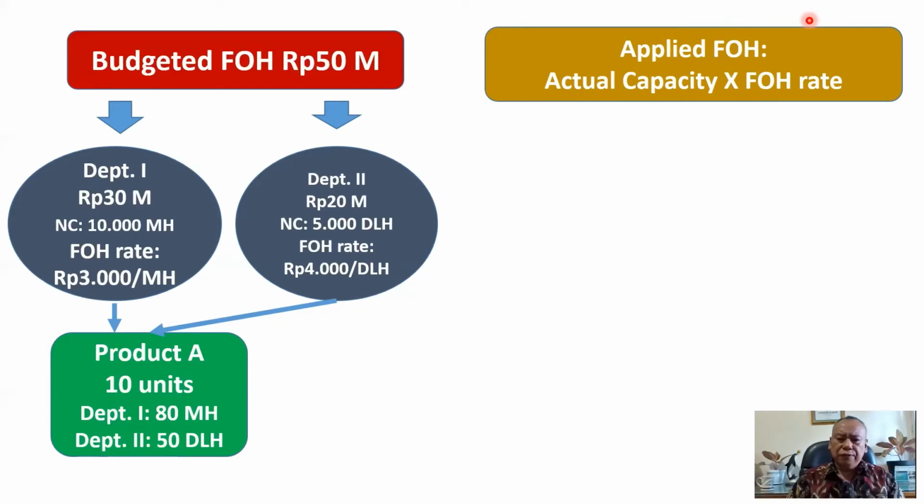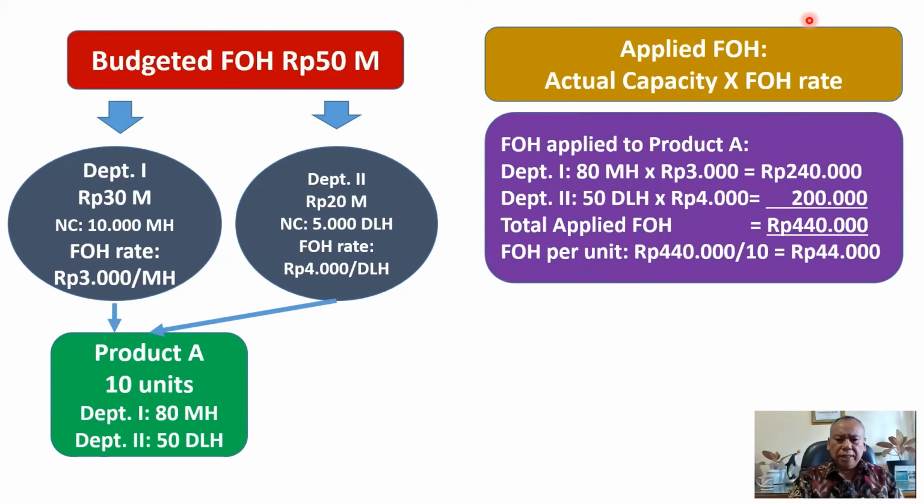Actually, the same formula: actual capacity times the factory overhead rate. So in this case, factory overhead applied to product A for department 1. For department 1, it takes 80 machine hours times 3,000, and then we find 240,000.